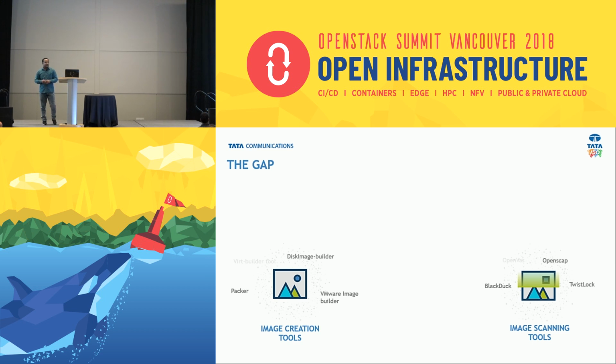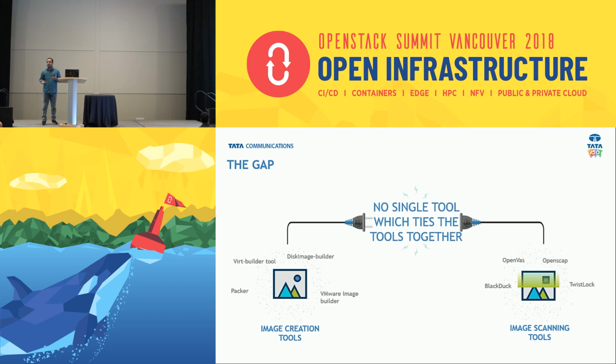So what we looked at is there are different image creation tools available in the market, and there are scanning tools available. Some of the image creation tools to mention are Packer, Word Builder tool, Disk Image Builder, and VMware Image Builder as well. Now these do their own task in their own fashion, right? And similarly, you have scanning tools like OpenSCAP, OpenVAS, Black Duck, Twistlock for containers and everything.